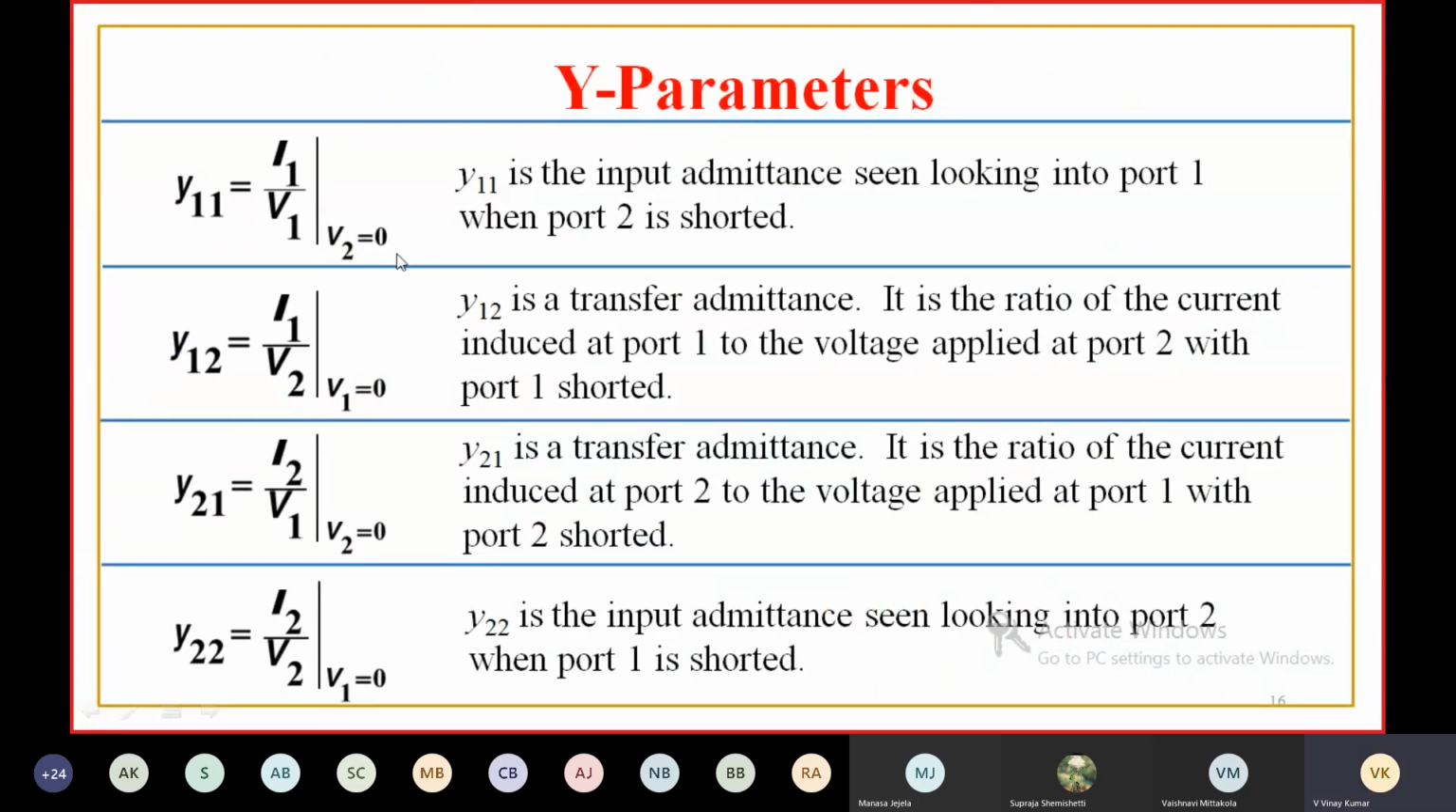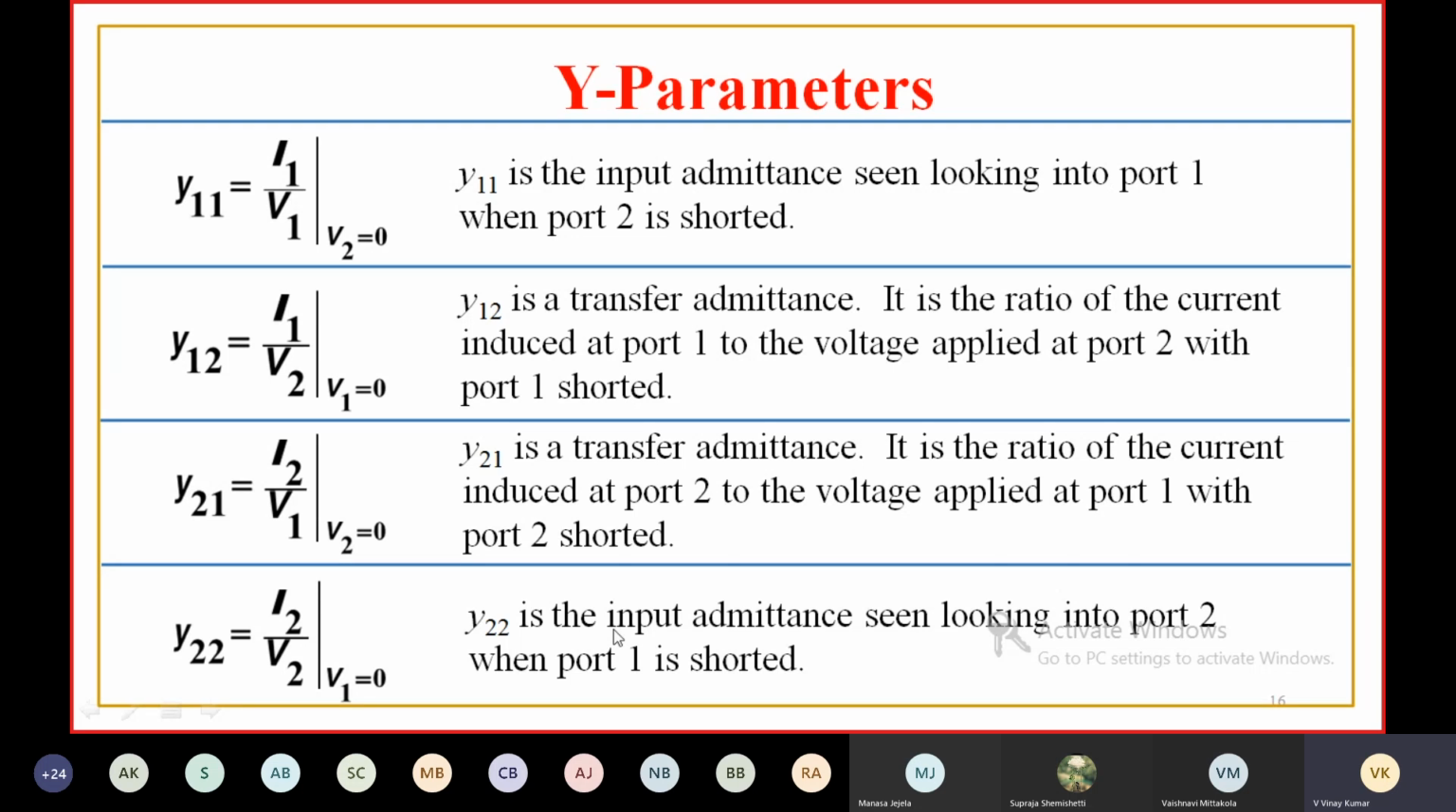Here, when you short circuit port 2, you're going to get Y11. When port 2 is short circuited, then you're going to get Y21. So these two parameters can be obtained by short circuiting port 2. These two parameters can be obtained by short circuiting port 1. Here Y12 is called transfer admittance. Y21 is also called transfer admittance. Y11 is called input admittance.